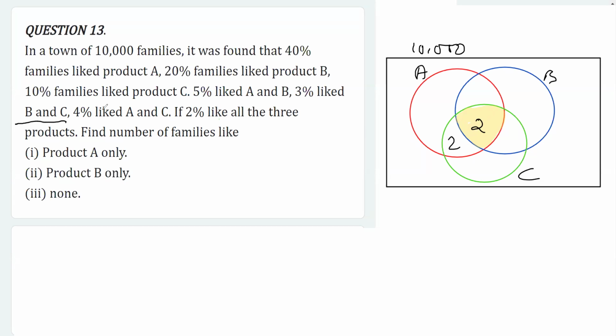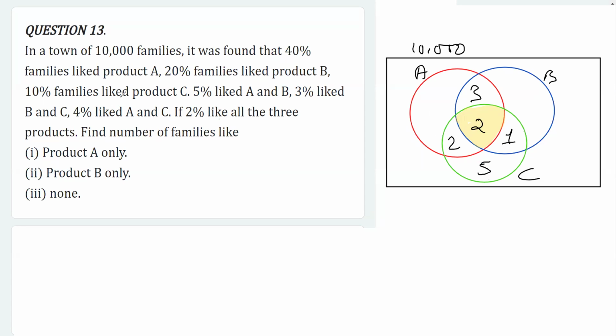Now, reading below, it's B and C. There are 3%. So B and C is this region, out of which 2 is already occupied, so there will be 1 only. Then reading below, it's 5% like A and B. A and B is this region, out of which 2% is occupied, so 3% is this region. Now, 10% of the families like C. So C is this whole thing, 10%, out of which I can see that 5% is occupied. So this is 5%.